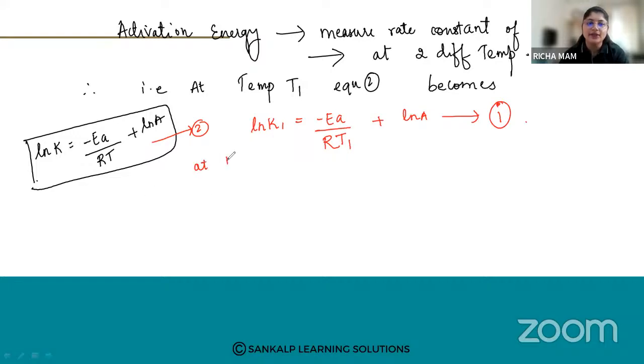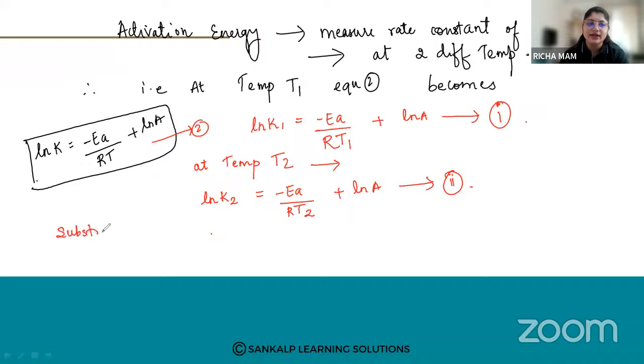Now at temperature T2, what happens? ln k2 = -Ea/RT2 + ln A. So this is the second equation. Now what we can do is subtract equation 1 from equation 2. So ln k2 = -Ea/RT2 + ln A.